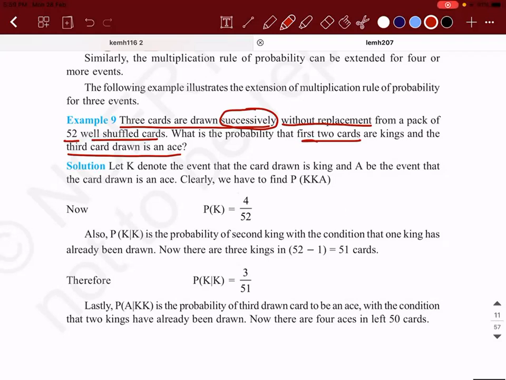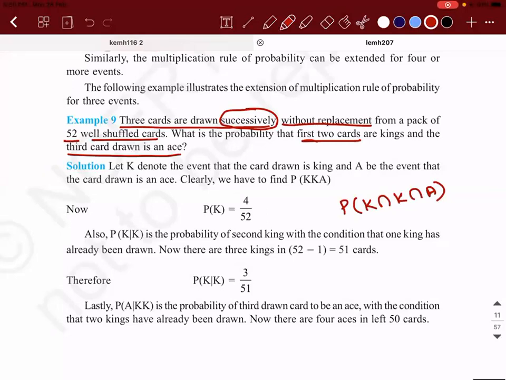So what are they asking? What is the probability of you getting a king and a king and an ace? Okay. So actually you need not apply this formula and all. I'll tell you how to do it directly. You verify the answer, then you apply the formula to get the answer.